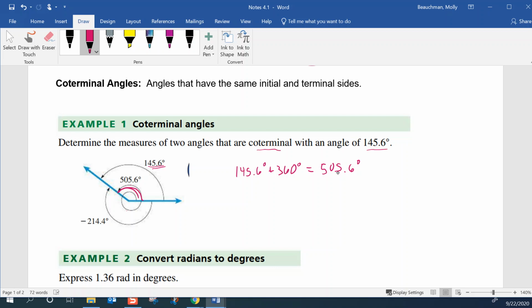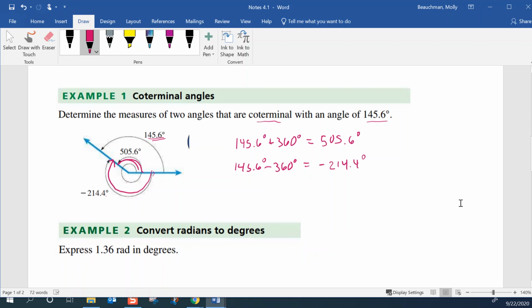You could keep adding 360 to get the positive, or if you want to go the other direction, you could take 145.6 degrees and subtract 360 degrees, and that way you'll be going in a negative direction, negative 214.4 degrees. So there are also an infinite number of negative angles that are coterminal. Just keep subtracting multiples of 360. So the smallest coterminal angles would be the 505.6 and the negative 214.4, but you could keep going around and around the circle in each direction.